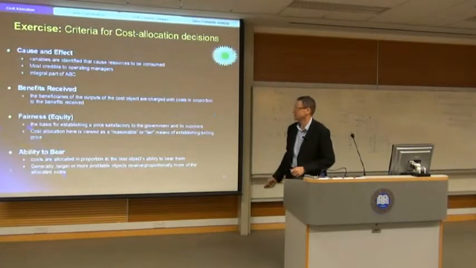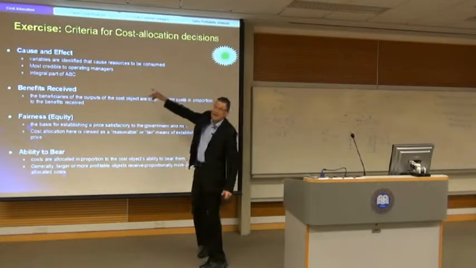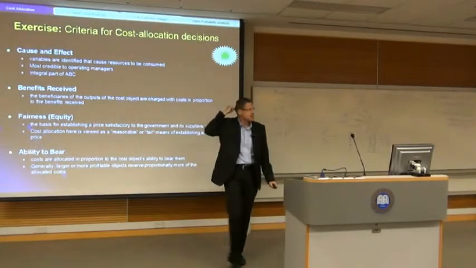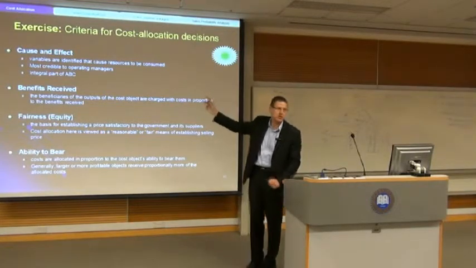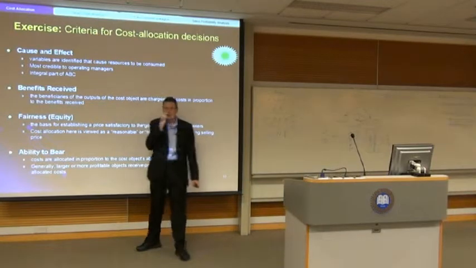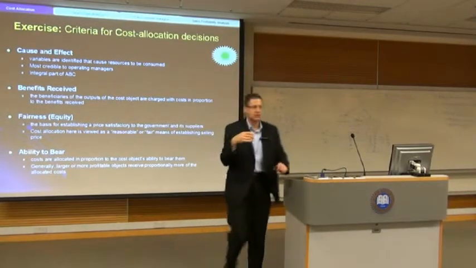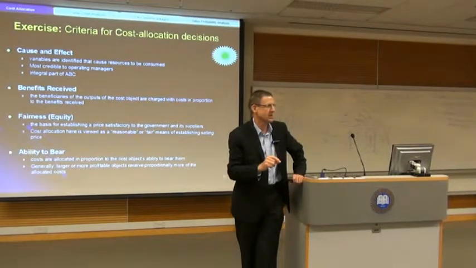Okay, let me put you out of your misery. We have cause and effect. Examples of cause and effect: variables are identified that cause resources to be consumed, most credible to operating managers. What do we mean by that? Operating managers, in other words, managers who are in charge of operations.